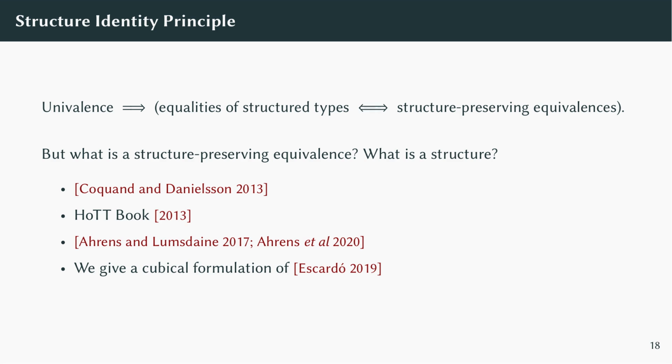This idea is known as the structure identity principle, that univalence implies that equalities of structured types are the same as structure-preserving equivalences. But to make this idea precise, we have to say exactly what we mean by structure-preserving equivalence, and actually what we mean by structure, too. We didn't come up with this idea. It's been formulated in a number of ways by a number of different authors. One of the main differences is whether they define structure-preserving equivalences directly, or as invertible structure-preserving homomorphisms. In this paper, we do the former, by formalizing a cubical version of Martin Escardo's version of the structure identity principle.